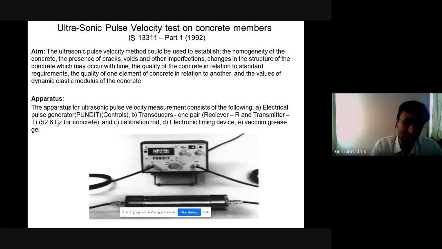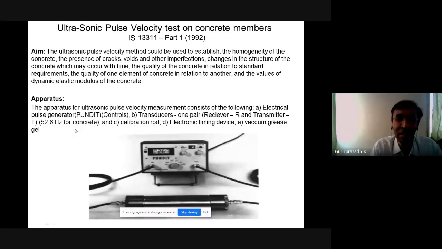In the market today you have companies which sell this equipment, for example Proceq, which is from Germany, and Controls is another company which sells this equipment with these probes. If you go and ask them that you want it for use in concrete, you have to pick the probes with a frequency of 52.6 hertz, because you also get probes for testing structural steel. That has a different frequency, and if you pick that up, it will not be compatible for this.